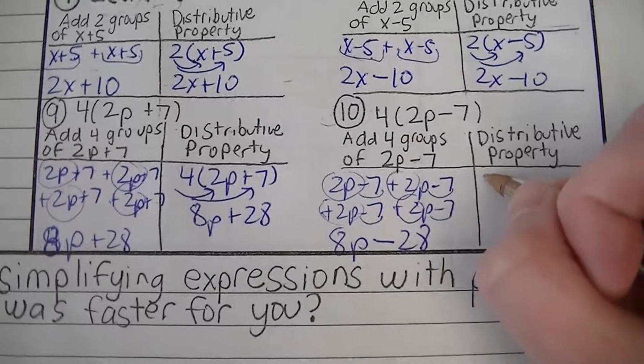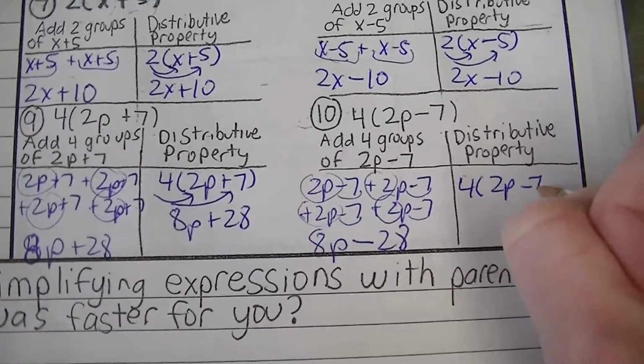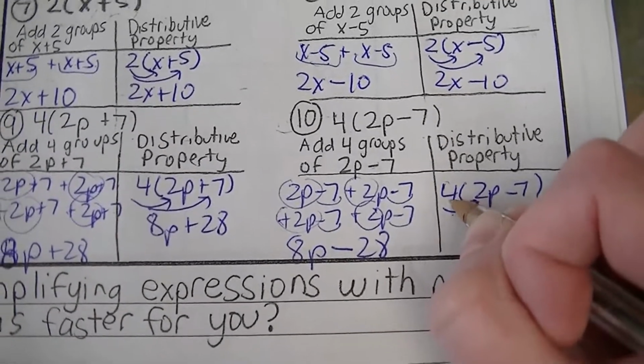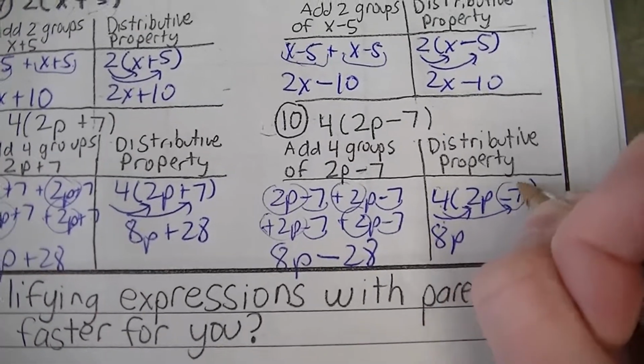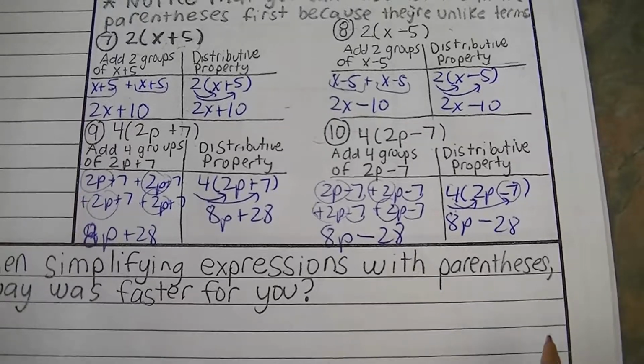Okay, now the distributive property. 4 times the quantity of 2p minus 7. So multiply. 4 times 2p is 8p. 4 times a negative 7 is a negative 28. Okay, look at those symbols in front of it.